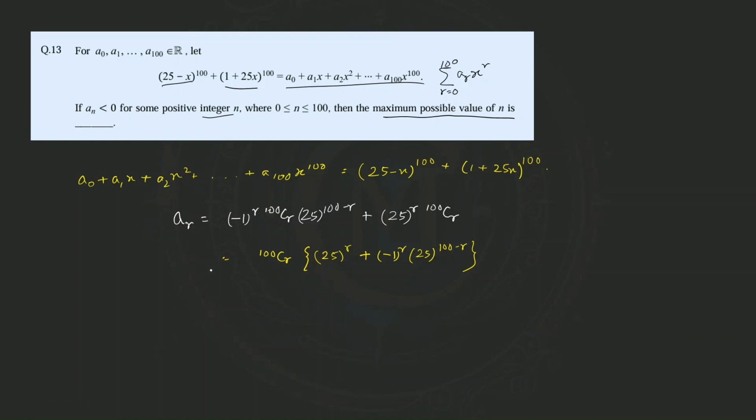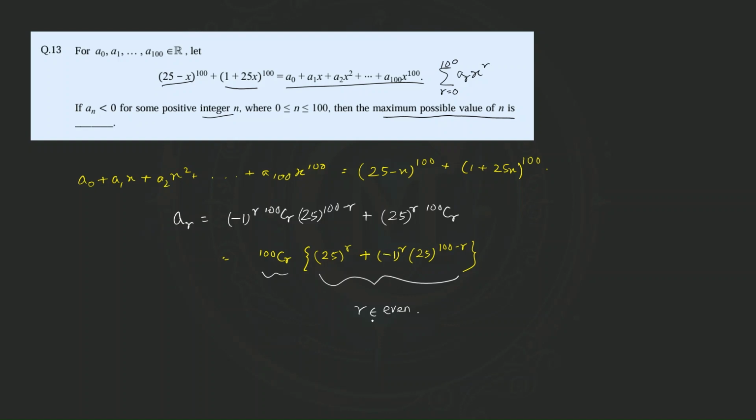Now we have to find those coefficients where this ar is negative. This binomial coefficient is positive, we know binomial coefficients give us positive values, so the sign of ar will depend only on this factor. We can see easily that if r is some even number, then this will be plus 1. This is some exponential term, so it will be positive. This is also some exponential term, so it will also be positive. And there will be a positive sign, so this will be plus 1.